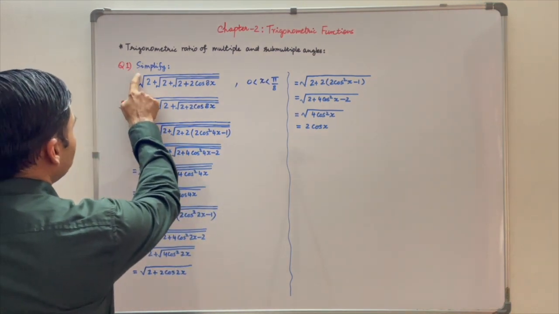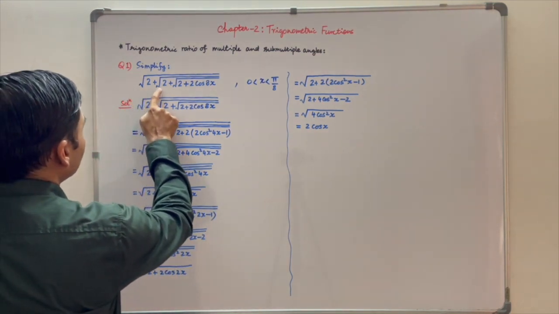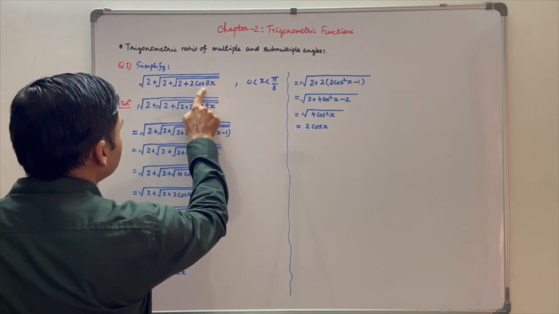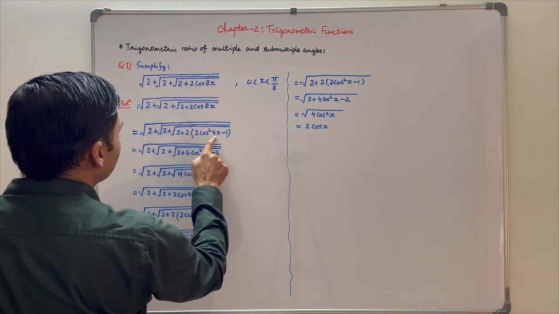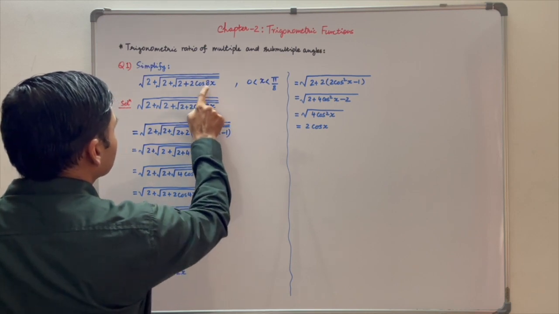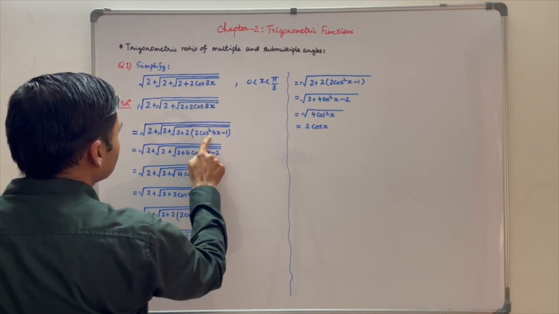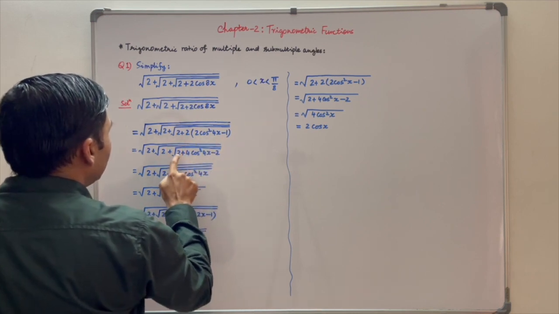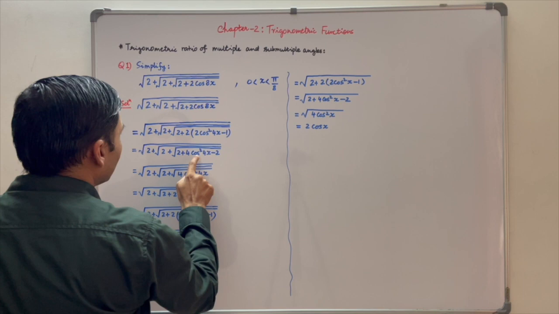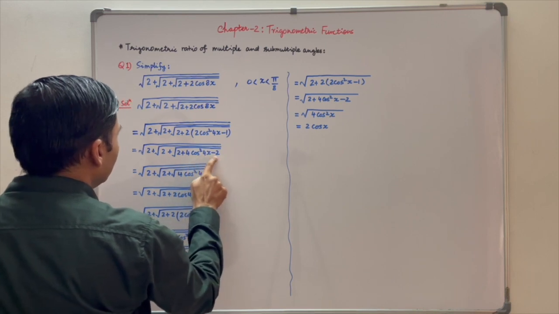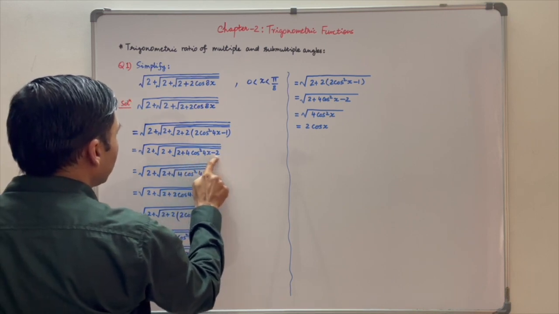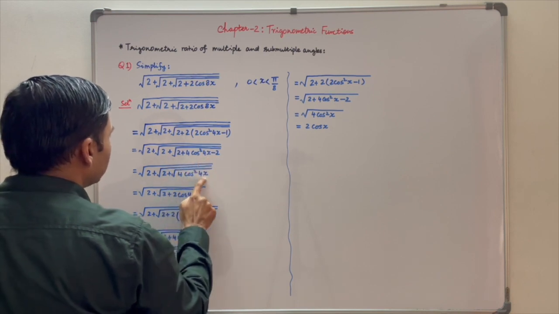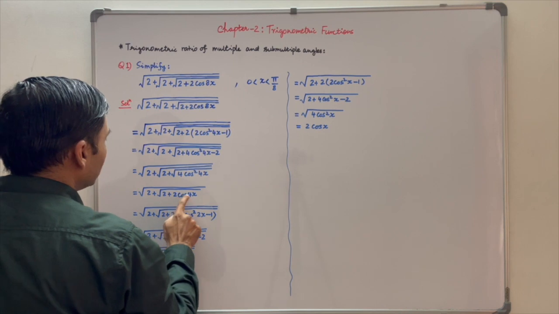First question, simplify: under root 2 plus under root 2 plus under root 2 plus 2 cos 8x. Cos 8x can be written as 2 cos square 4x minus 1, as cos 2 theta is equal to 2 cos square theta minus 1. So when you open the bracket, it will be under root 2 plus 4 cos square 4x minus 2. Plus 2 and minus 2 get cancelled. So it will be under root 4 cos square 4x, and that is equal to 2 cos 4x.